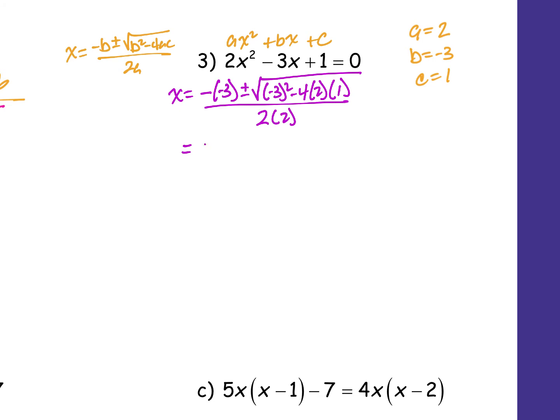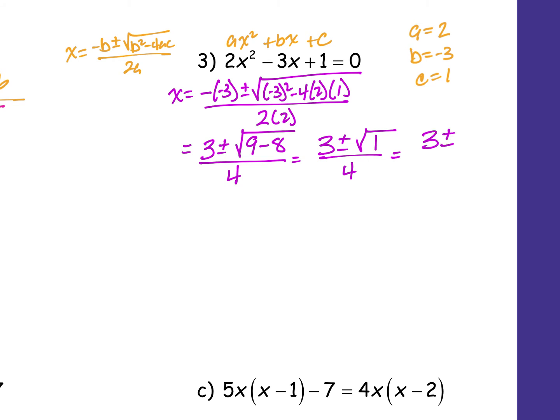So minus a negative is positive, plus or minus. Negative 3 squared is 9. Negative 4 times 2 is negative 8, times 1 is negative 8. All divided by 4. So that gives me 3 plus or minus the square root of 1, all over 4. So what's the square root of 1? 1. Good. Whoever said that online, thank you.